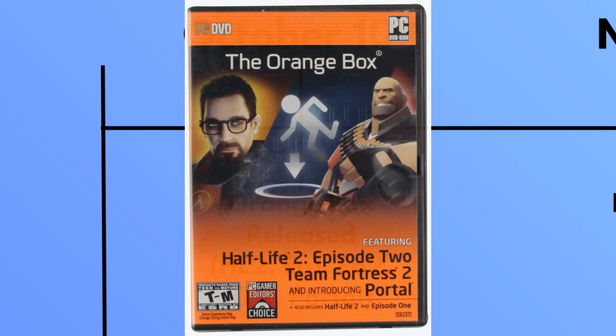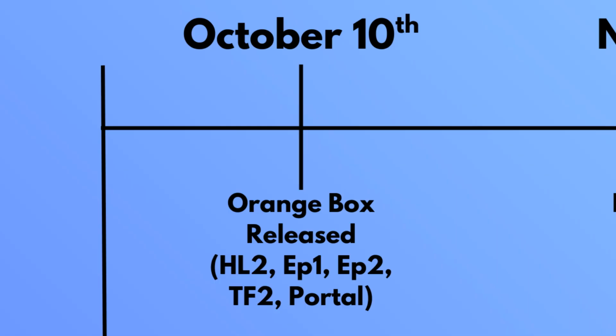The Orange Box may be the single greatest release in video game history. It contained Half-Life 2, Episode 1, Episode 2, Team Fortress 2, and Portal. It costs $49.95 on PC and $59.95 on console. Anyways, let's get back to the timeline.